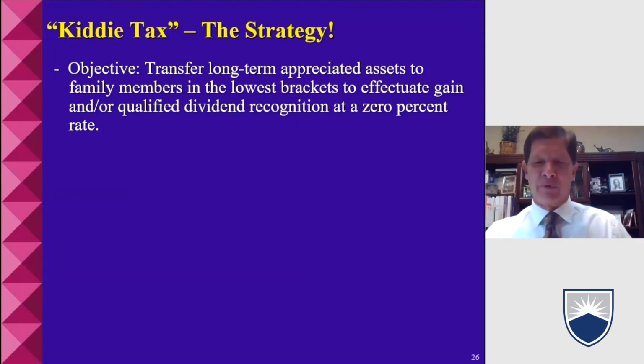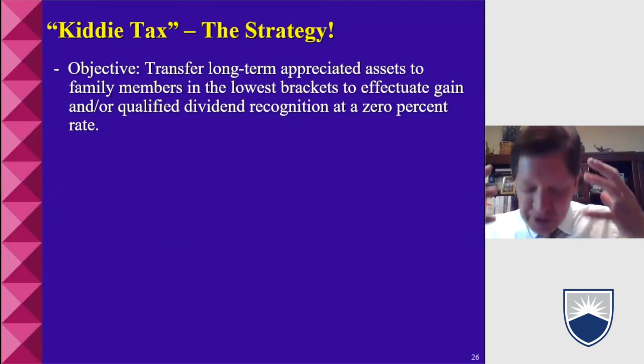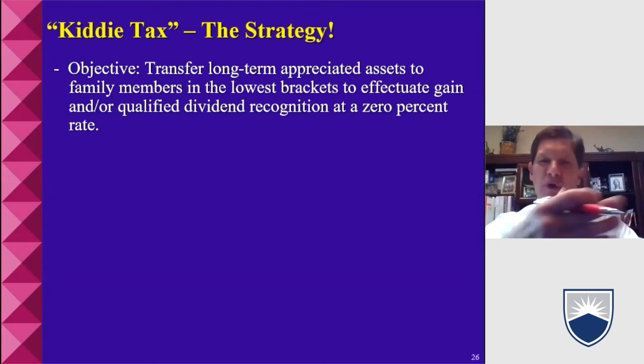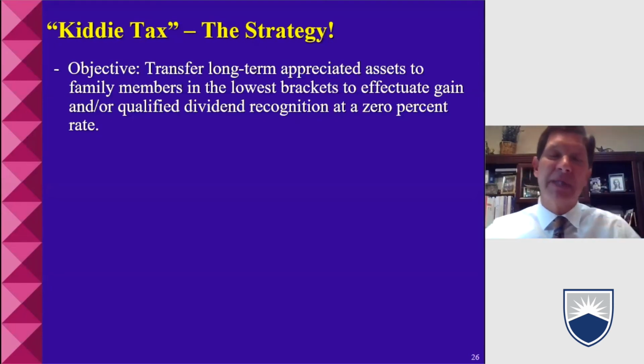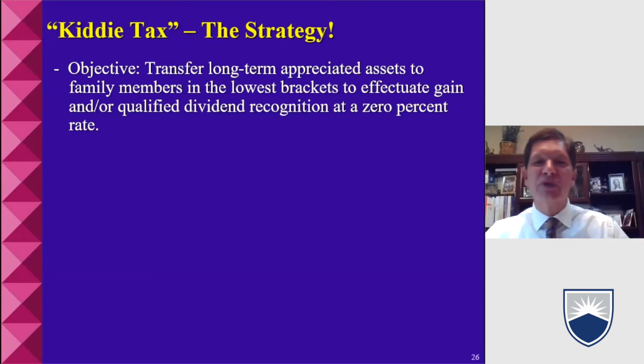So look at the game plan, right? And a lot of people talk about this, cocktail party chatter: we want to shift our significantly appreciating assets to our children. So when they sell those assets at long-term capital gains, effectively they pay far less in taxes than mom and dad. The objective: transfer long-term appreciated assets to family members in the lowest tax brackets to effectuate gain and or qualified dividend recognition at a 0% rate. And I'll show you how we can do this.